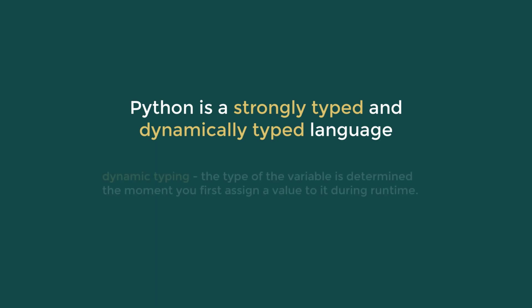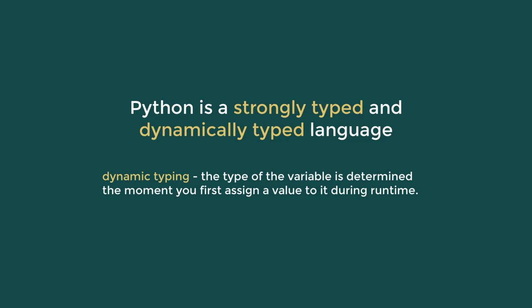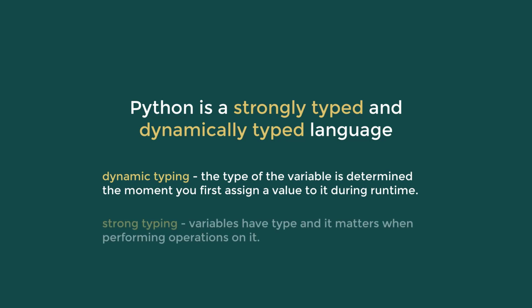Dynamic typing means that the type of the variable is determined the moment you first assign a value to it during runtime. And strong typing means that variables do have a type and that the type matters when performing operations on a variable. So you cannot just simply add 2 variables with one being of type string and the other one of type int. It will throw an error. You'll see similar behavior with other strongly typed languages like C# and Java.